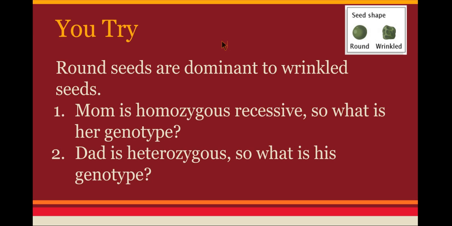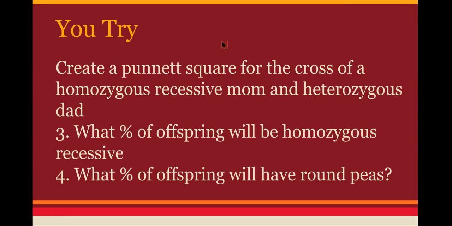Dad is heterozygous. So what's his genotype? Good. Hopefully you were able to get that heterozygous. We don't need to know if it's heterozygous recessive, heterozygous dominant, because heterozygous means you have 2 different ones, one capital R, one lowercase r. Now you're going to create a Punnett square for the cross of a homozygous recessive mom and heterozygous dad. So in your notes, draw in your Punnett square. You're going to do your calculations and then answer questions 3 and 4. So I would pause the video here and then come back and answer them when you're ready.